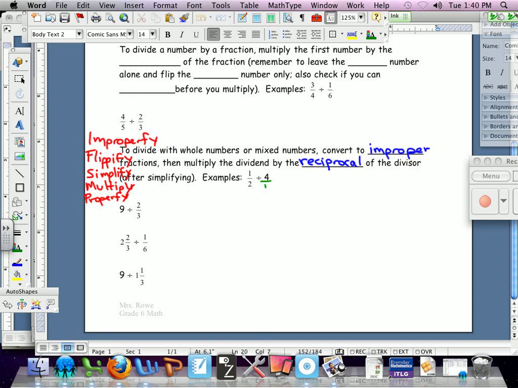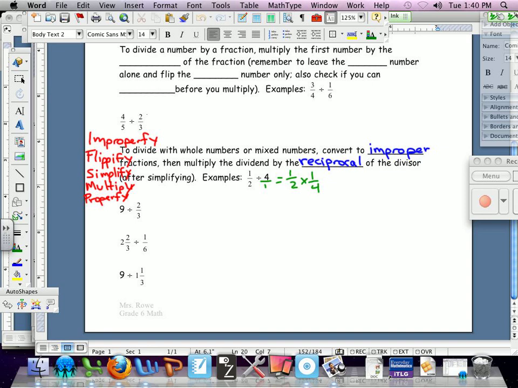People can still see how your work progressed. But now, how do I change this into a multiplication problem? I did my first step, so that made it improper. What does it look like after I flipify? Yes, ma'am. 1/2 times 1/4. So 1/2 times 1/4. Then I simplify.